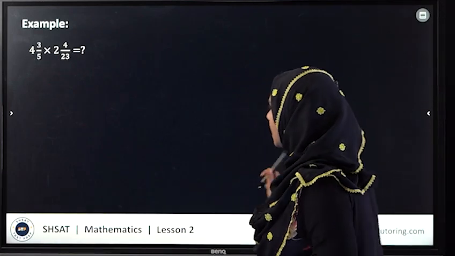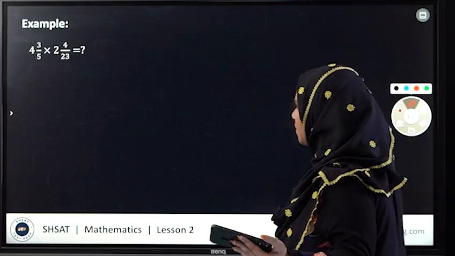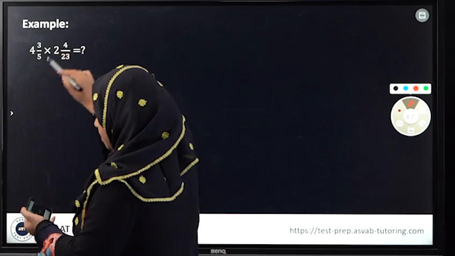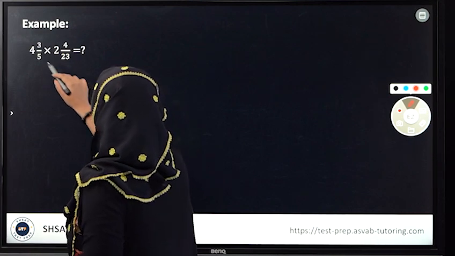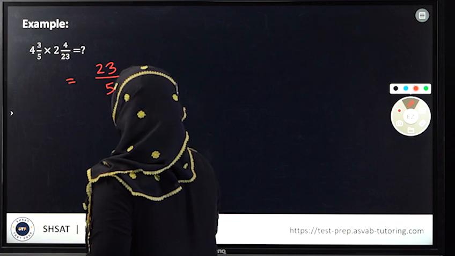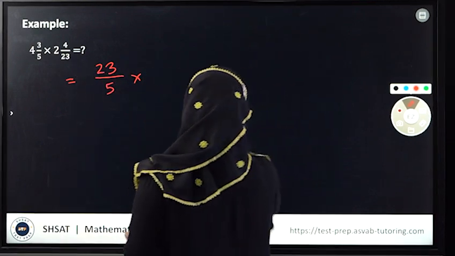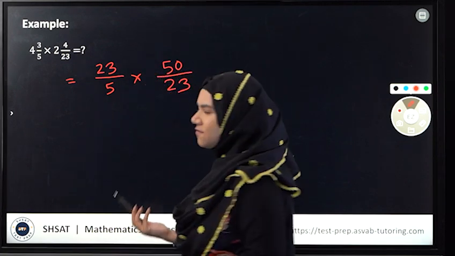So here we have another multiplication where both of these are mixed numbers. No problem at all. It's just the same strategy all over again. 4 whole 3 over 5, and then 2 4 over 23. So 4 5s are 20. 20 and 3 is 23. 2 times 23 is 46. So 46 plus 4 is 50. Now what? Very easy, right?